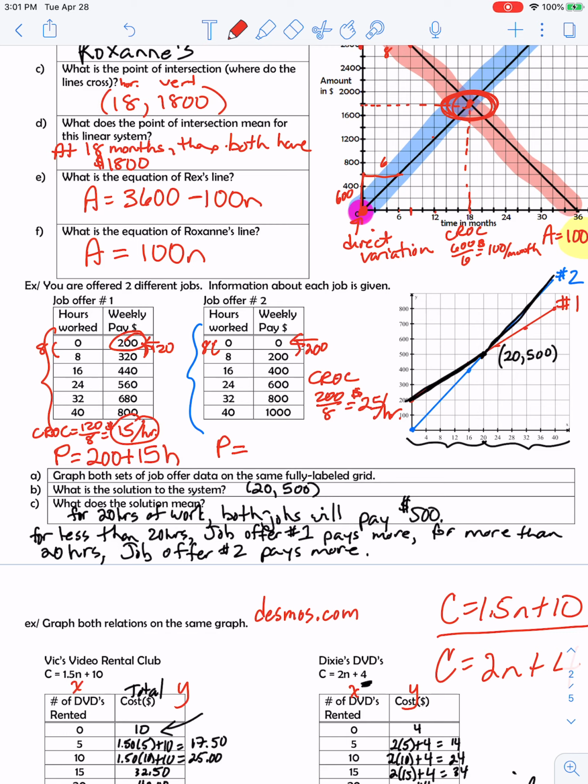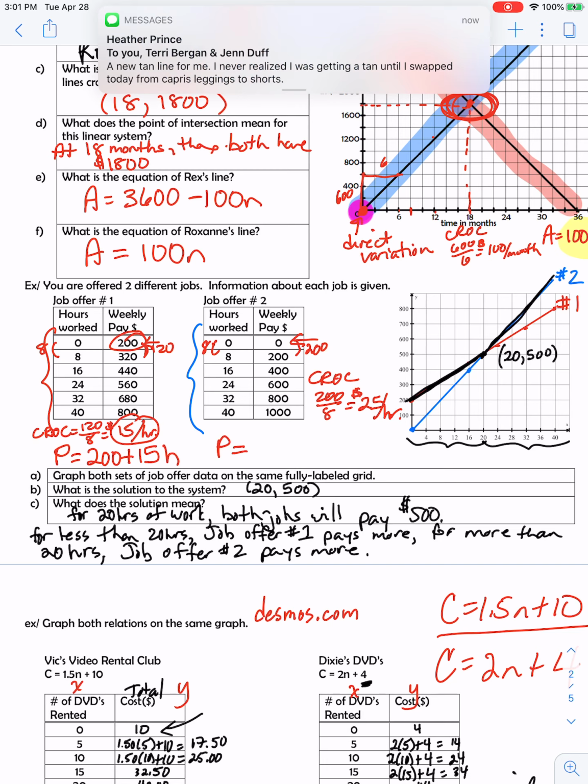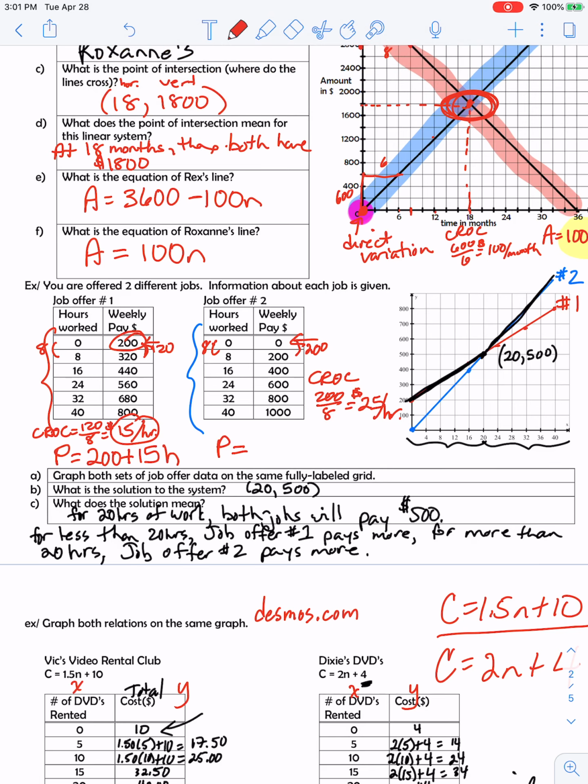Job offer number 1 gives you $200 as a base pay, and then they're going to pay you $15 per hour after that. So the cool thing about job offer 1, you work 1 hour, they're going to pay you $215. That's pretty cool. Anyway, so for job offer number 2, there is no starting salary. Well, there is. It's 0. And they're just paying you $25 per hour. So now, if I go back into Desmos and I type in those two equations, but again, I use X's and Y's instead of P and H's. I just have to write them down because I'll forget them if I don't.